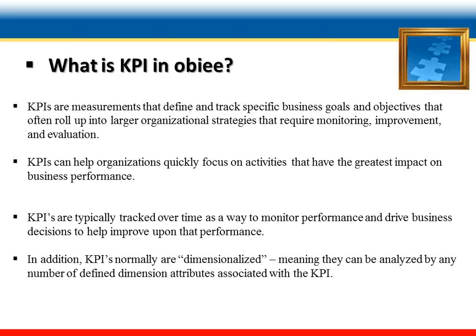In addition, KPIs are normally dimensionalized. Dimensionalized means it can be analyzed by any number of defined dimension attributes associated with the KPI. We can say a KPI is an evaluation metric against targets, and it alerts appropriate users through agents when the target value is not met. It is mainly used to create analyses from the KPI, which will be added into the dashboard.